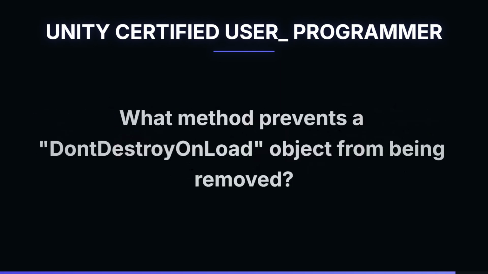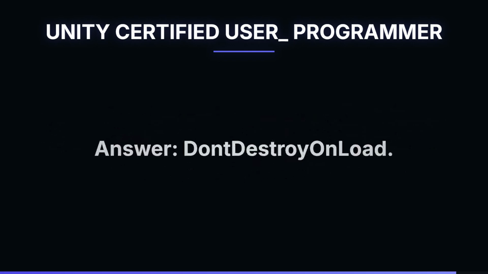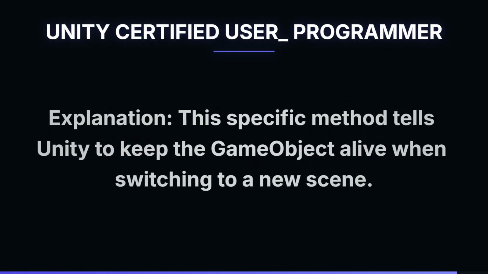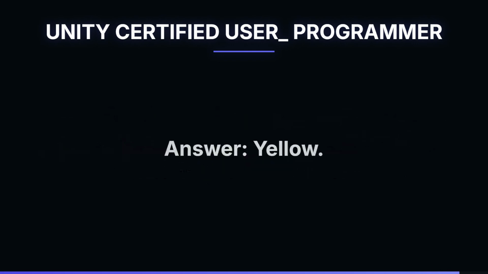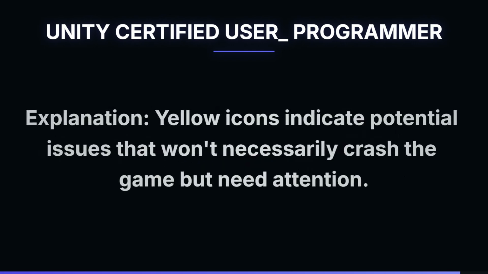7. What method prevents an object from being removed when a new scene loads? Answer: DontDestroyOnLoad. Explanation: this specific method tells Unity to keep the GameObject alive when switching to a new scene. 8. What color represents a warning in the console? Answer: yellow. Explanation: yellow icons indicate potential issues that won't necessarily crash the game but need attention.